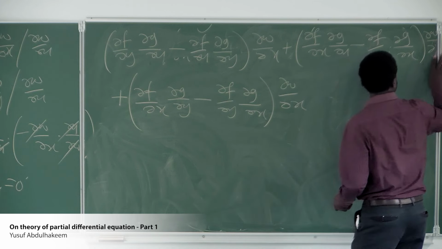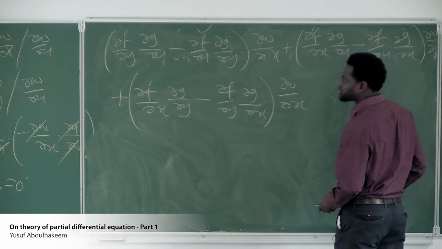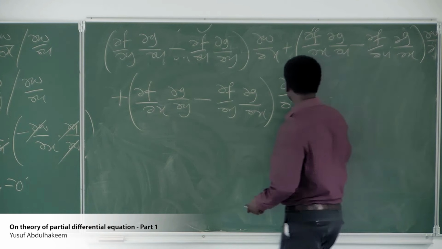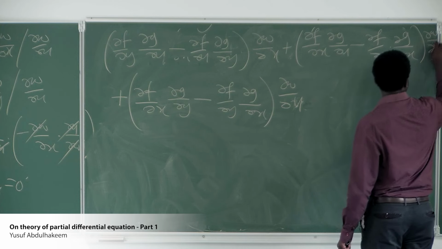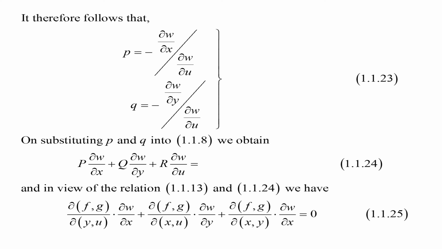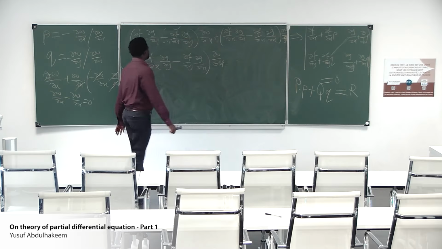Sorry, this is dx. Then the last one should be, sorry, this is du. This one should stand as dy. Second one here is dy. Then we have this. So by the time we expand this, let's see.